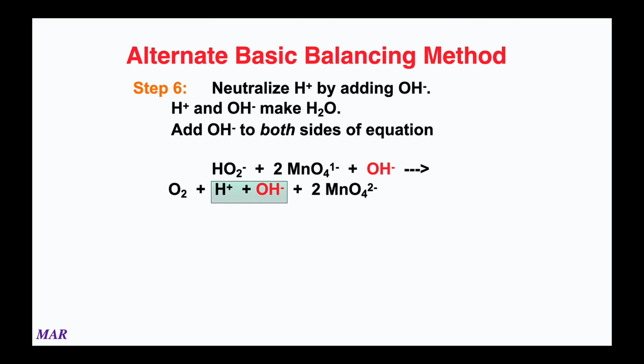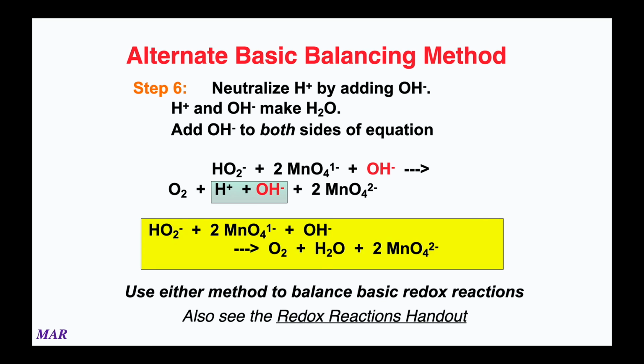So for this reaction, what I would do, I'd have the peroxide plus 2 permanganates plus hydroxide. And on the product side, I'd have O2 plus H plus OH minus plus 2 manganates. And you can see that we added a hydroxide to both sides. Now, the parts in the square there are going to combine, and they're going to end up making, you guessed it, water. All right? So at the end of the day, you're going to have the peroxide plus 2 permanganates plus our hydroxide, which we can't forget about, making oxygen plus a water plus 2 manganates. It's the same answer as we got before.